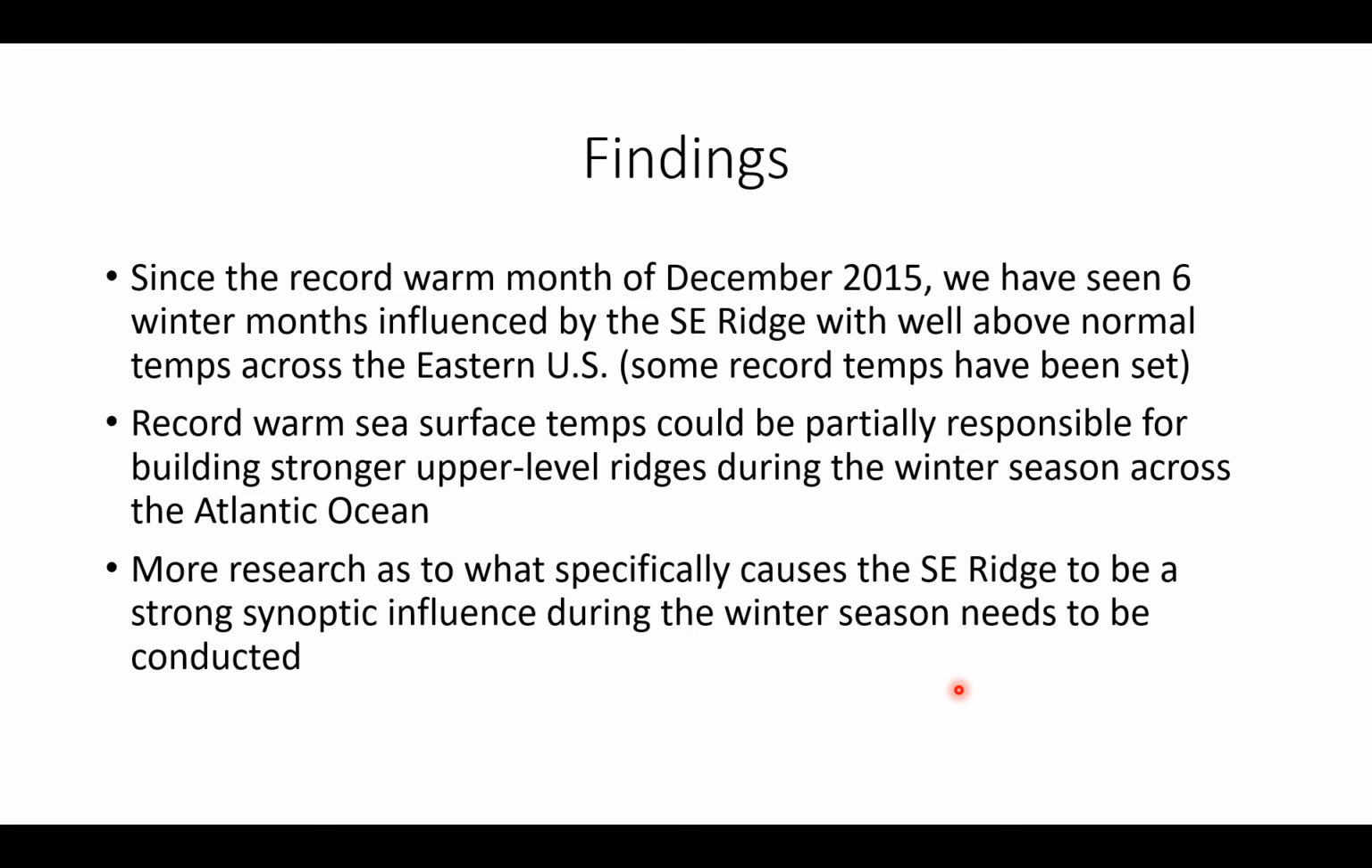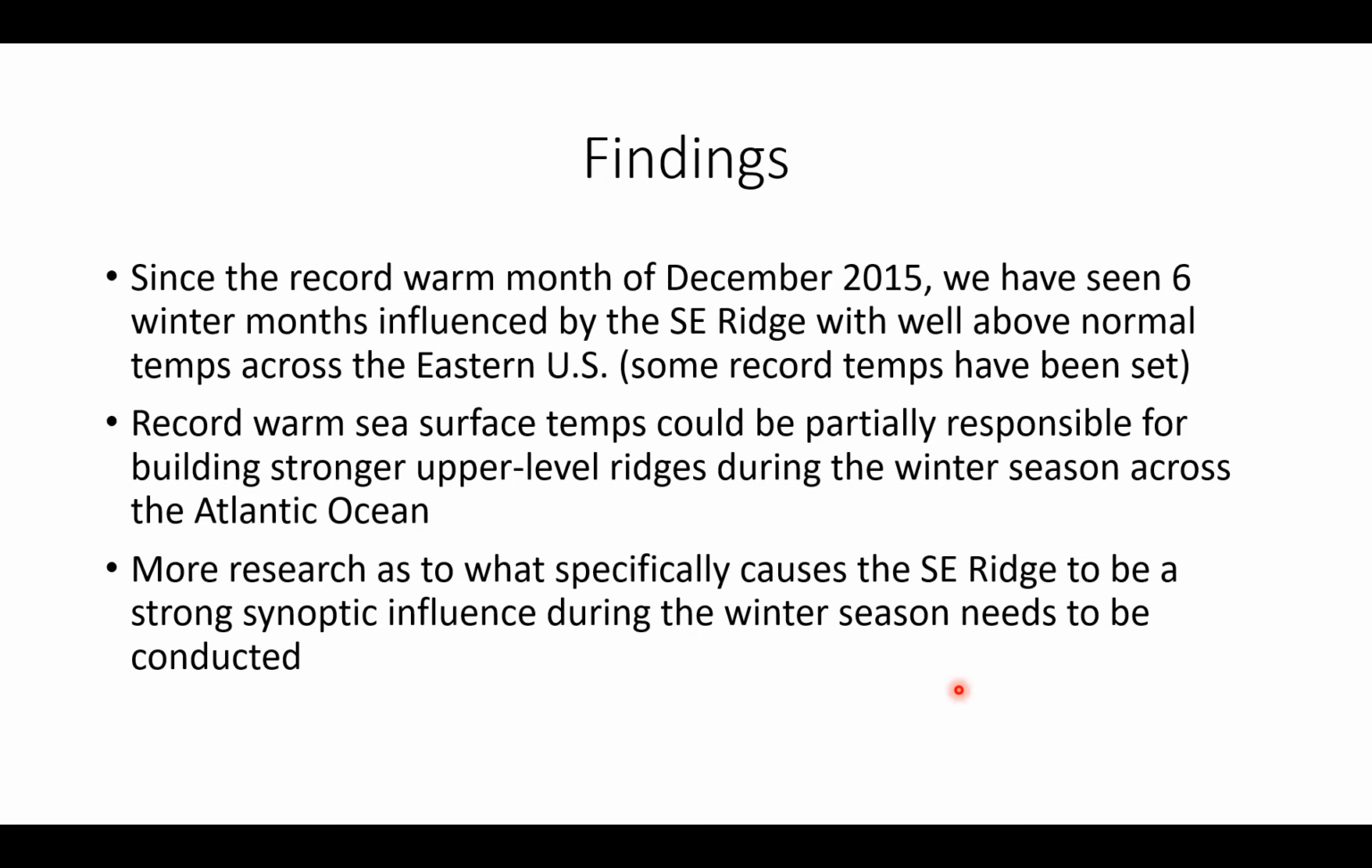And finally, this is my last slide. Since that record warm month of December 2015, we have seen 6 winter months influenced by the Southeast Ridge with well above normal temps across the eastern U.S. And in some cases, the ridge has been so strong as to produce record temperatures, whether record high temperatures or record minimum or low temperatures.